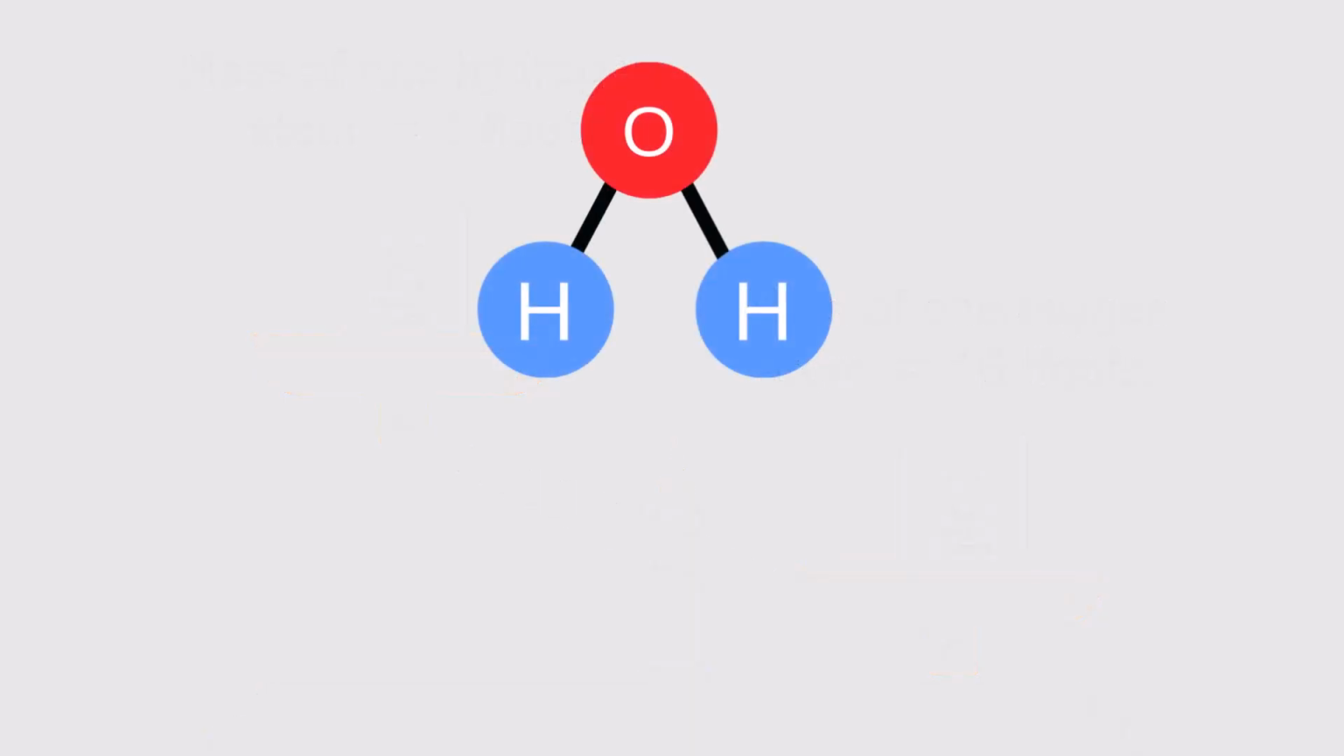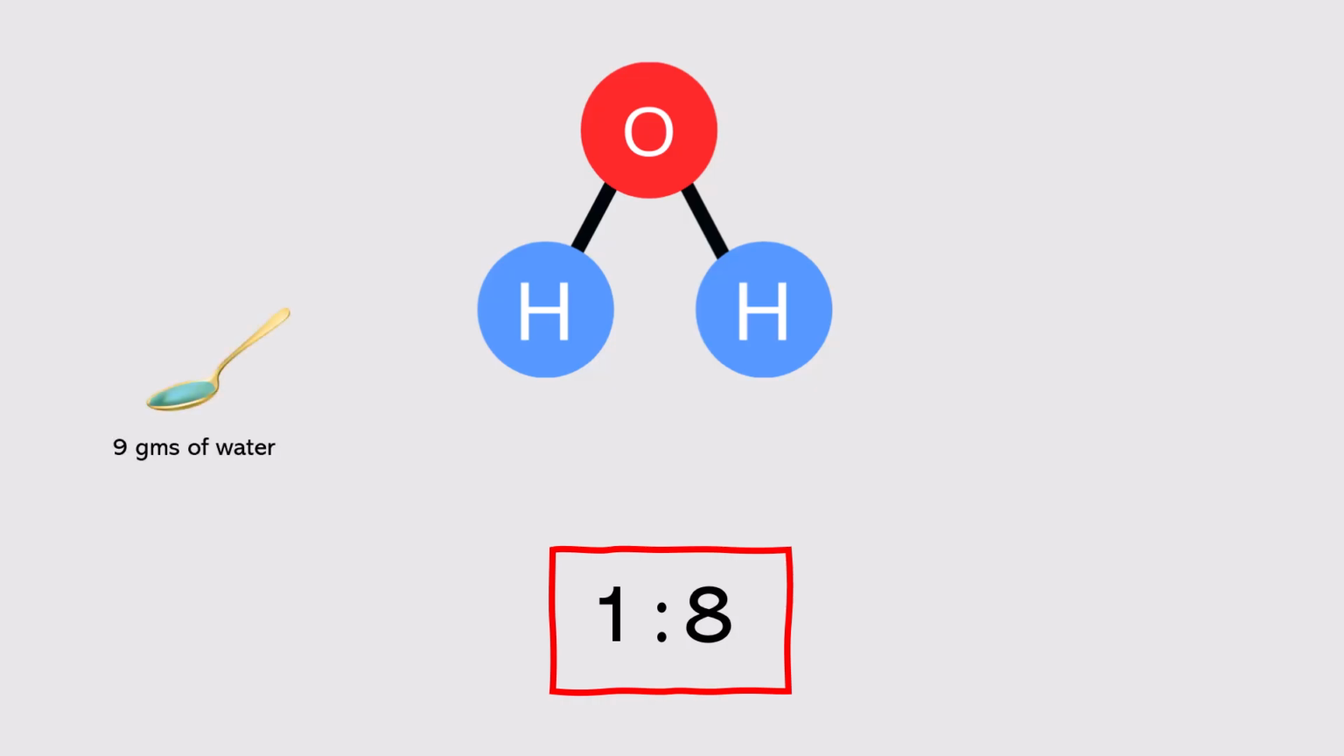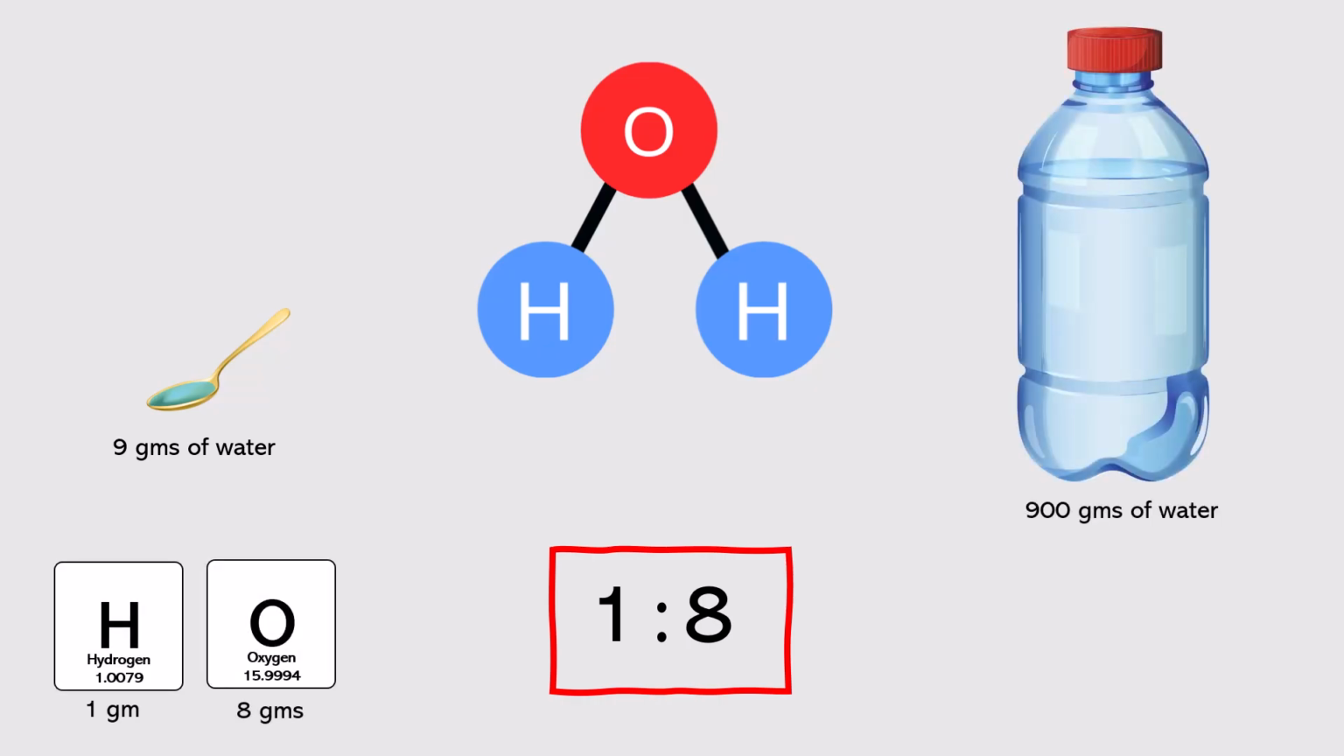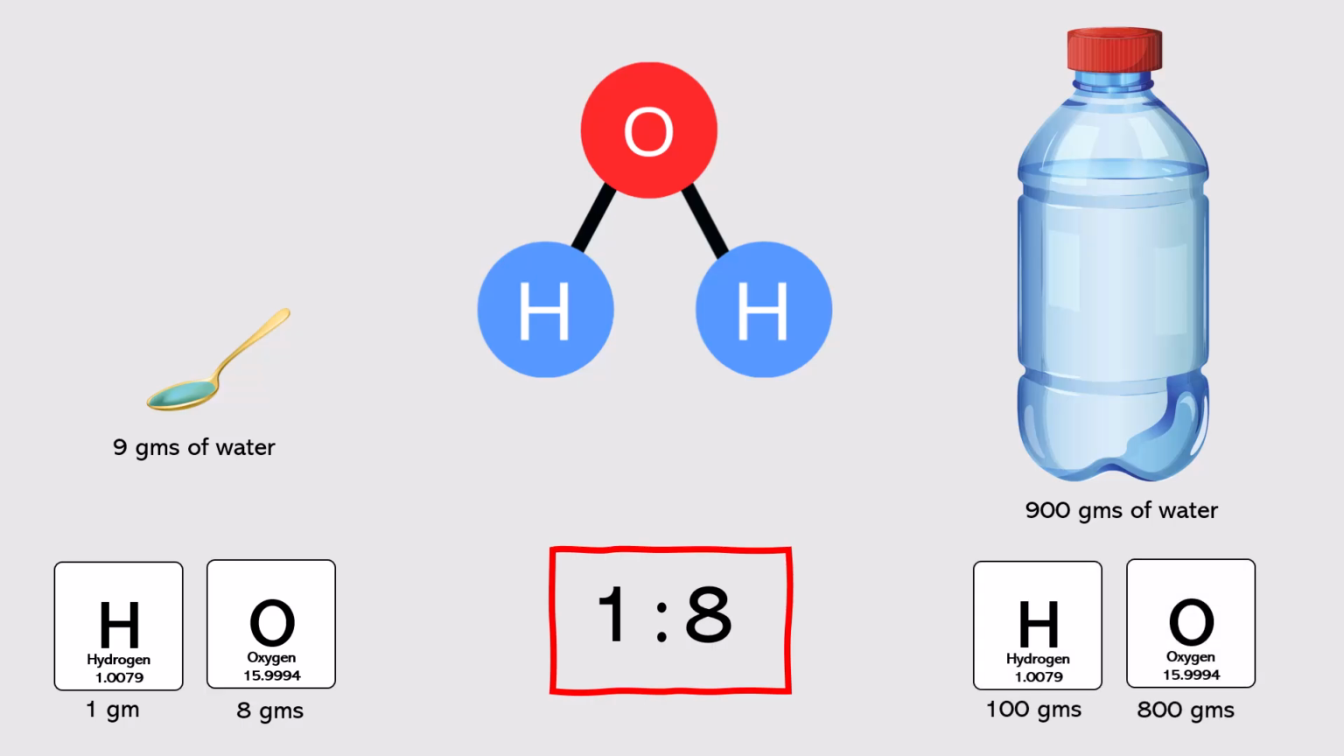And when we look at a water molecule, it weighs 2 floofs from 2 hydrogen atoms and 16 floofs from 1 oxygen atom. That gives us the 2 is to 16 ratio, which simplifies to 1 is to 8. And this ratio stays the same no matter how much water you have. 9 grams of water will always have 1 gram of hydrogen and 8 grams of oxygen, whereas 900 grams of water will have 100 grams of hydrogen and 800 grams of oxygen.